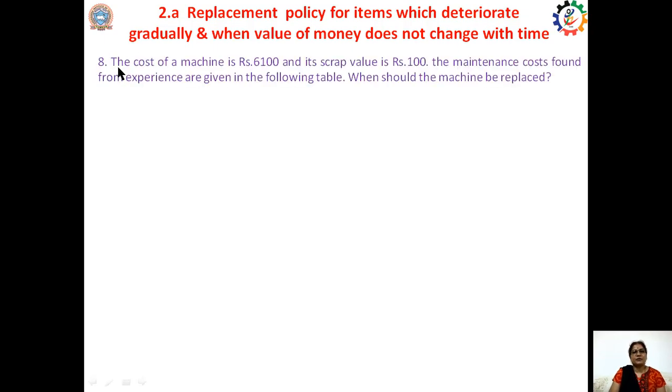So 7 problems I solved in my previous video. We'll go to the 8th problem. The cost of a machine is rupees 6100 and its scrap value is rupees 100. This is the first cost or purchase cost, and this is the resale value. The maintenance costs found from experience are given in the following table. O&M cost it is. When should the machine be replaced is the question.